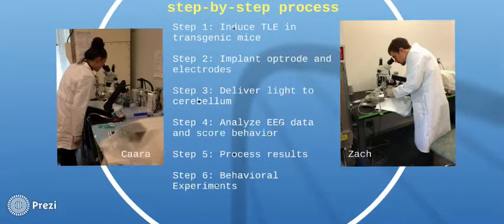The third step is to deliver light to the cerebellum, where we've implanted the optrode. Then we can analyze the data with the EEG and score the mouse's seizure behavior. The fifth step is to process these results.